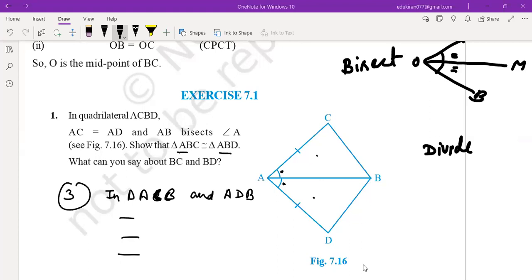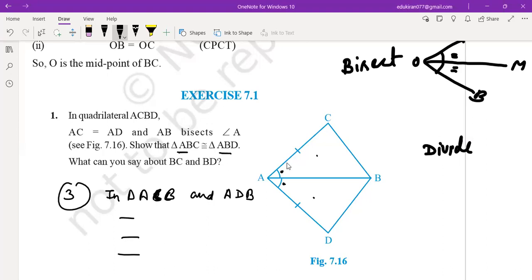Ma'am, I have a doubt. I just want to find some similarities. Basically, these are not the questions we are going to do. Ma'am, I'm just asking. The line AB bisects ACB and ADB, right? Okay, ma'am. That's all I wanted to ask.